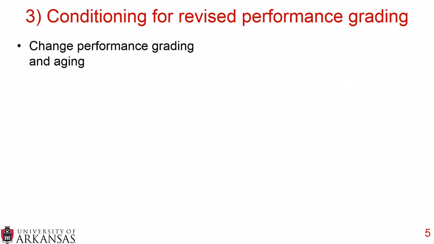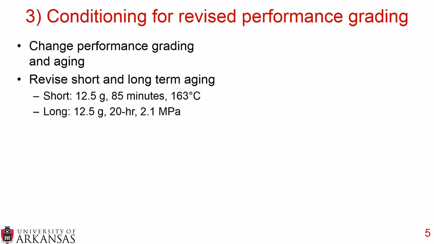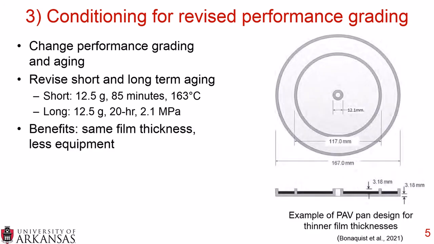And finally, the third scenario they saw was revising both the conditioning and the performance grading specifications. So this is the most major amounts of change. For both the short and the long-term aging, they suggested using PAV pans. For the short-term aging, they suggested using 12.5 grams at 85 minutes at 136 degrees Celsius. And for the long-term, they suggested 12.5 grams for 20 hours at 2.1 megapascal pressure. And the benefits is you have the same film thickness for both short and long term, which means you have less equipment. You can get rid of your RTFO.